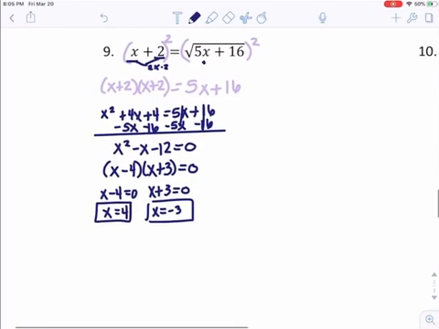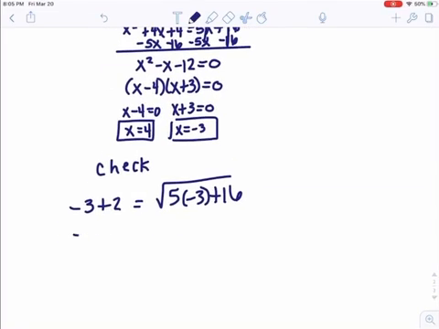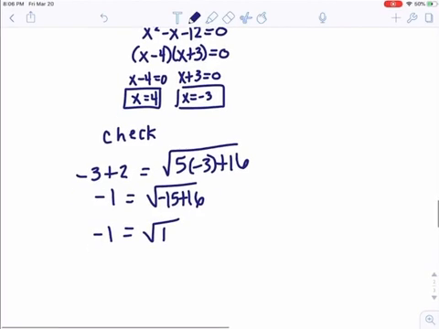Okay, let's try the negative 3. I'm actually going to write this one out. Negative 3 plus 2 equals the square root of 5 times negative 3 plus 16. Oop. So negative 3 plus 2 is negative 1. I hope you could kind of see where this is going. I get negative 15 plus 16 equals the square root of 1. We take the principal root. These do not equal the same thing. Okay, so this cannot be a solution.